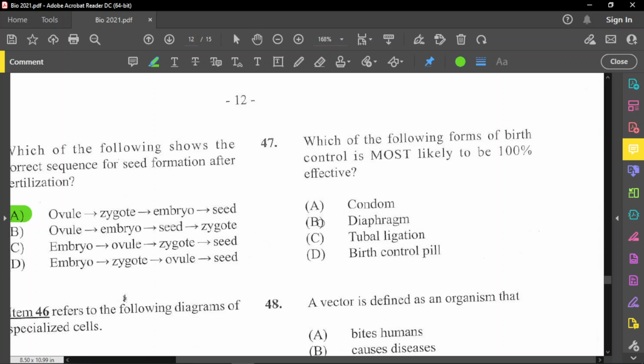Diaphragm, no, not so secure at all. Tubal ligation is excellent because that is actually cutting and tying the tubes, and in some cases burning the ends of them as well. So yeah, tubal ligation is definitely so. Birth control pills, yes, they're effective, but they're not 100% effective because again, it all depends on the chemicals and your body, and your reaction to the chemicals, and there are a number of other factors that can also cause other problems.